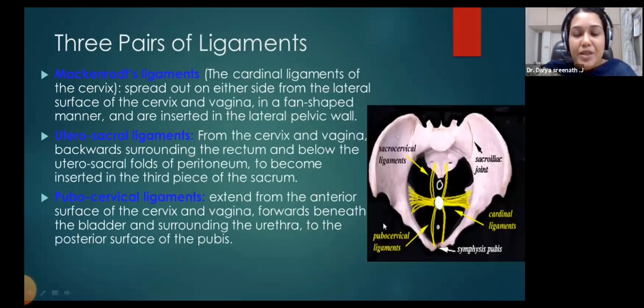Then we will see the second tier of support, like we had mentioned. This is the Mackenrodt or cardinal ligament, supporting transversely. Then the uterosacral ligament, from the sacrum, and the pubocervical ligament. These support the second tier.